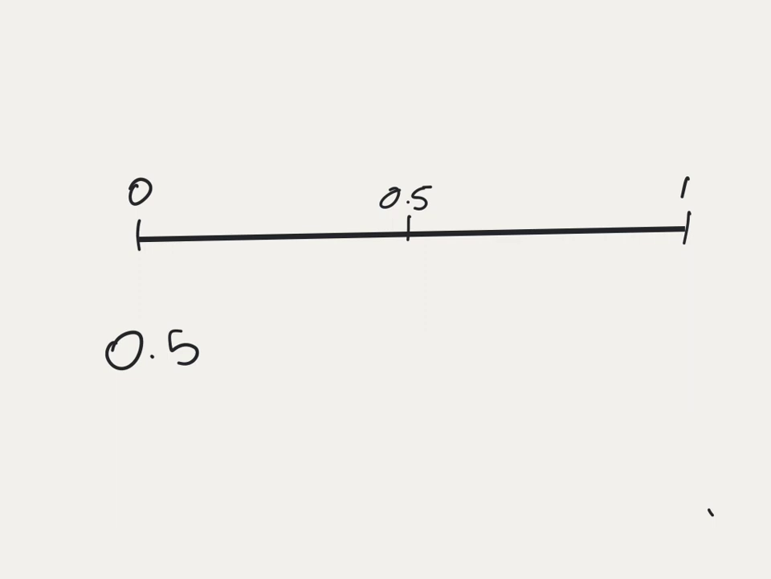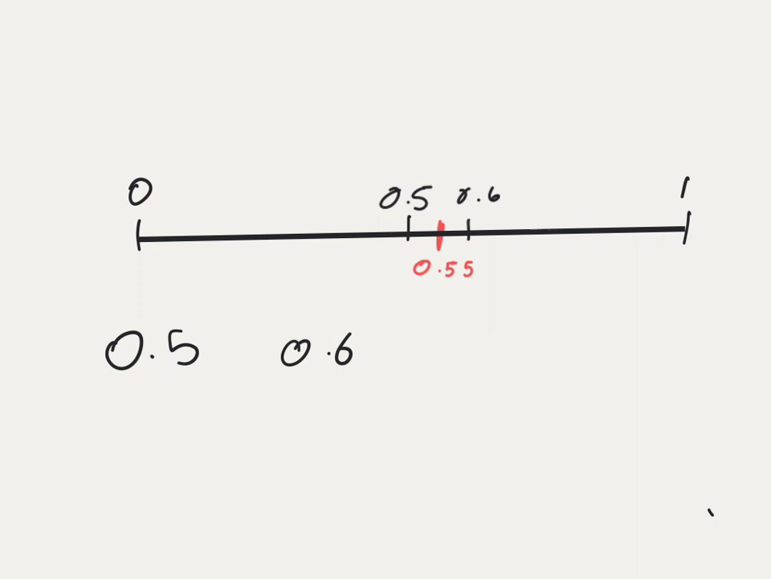What about 0.6? It'll be a little bit further up from 0.5. But what would be in between here? So that would be 0.55, halfway between 0.5 and 0.6.